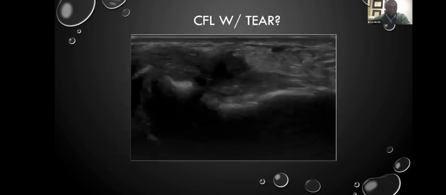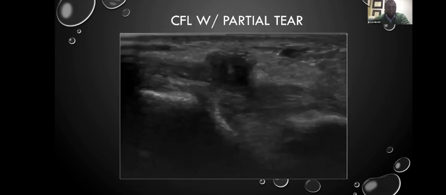Now here's another case where we're looking at the CFL, and we're looking at just a static image. What we're seeing is an area of hypoechogenicity in the CFL itself. And so the question is, are we going to call this a full thickness tear? Not yet. With me, I always make sure I get flips. I always get motion, whatever ligament or tendon I'm trying to evaluate. I never rely on just still images.